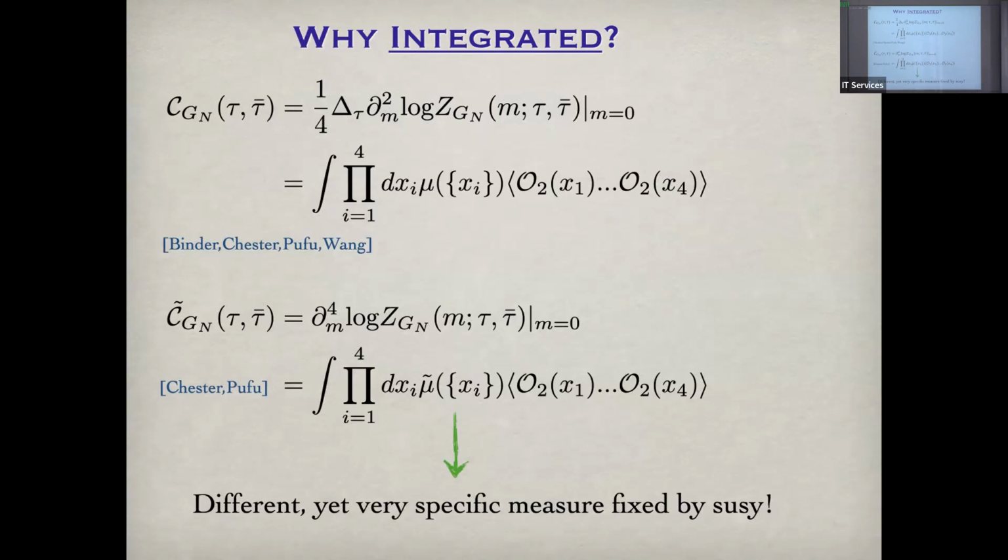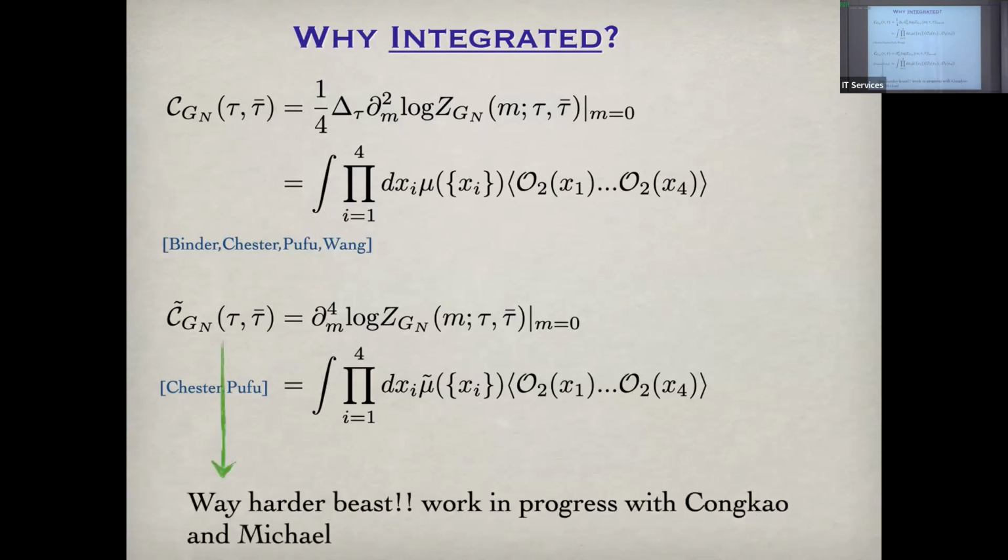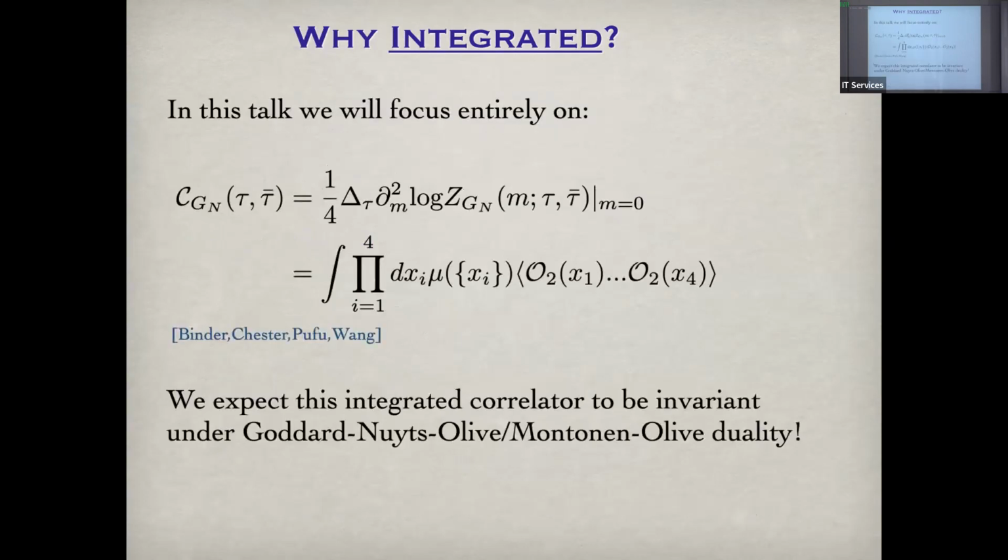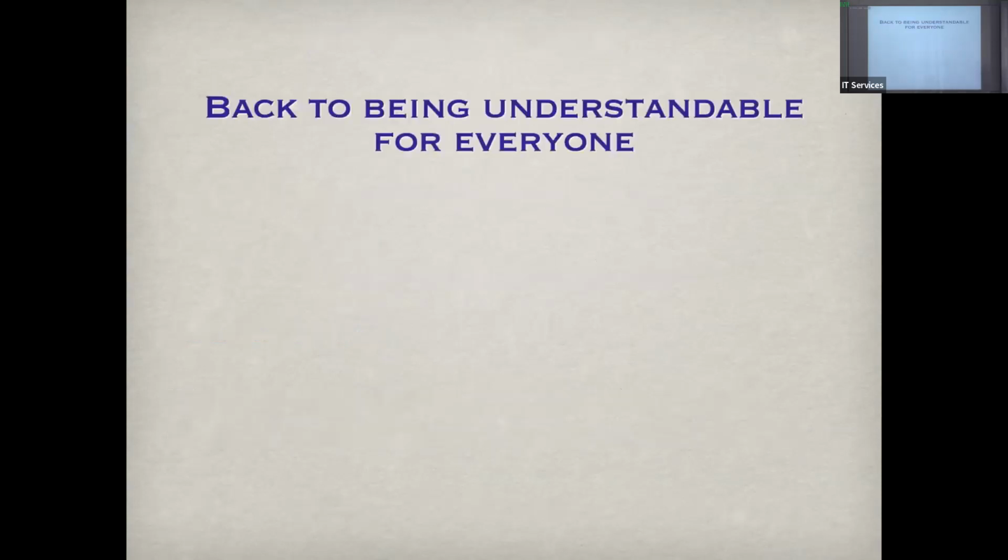Very good. So let me go back to being a little bit more understandable. So this is the quantity that we're going to be studying, and we expect these integrated correlators to be invariant under what is called Goddard-Nuyts-Olive duality. So I'm going to review what it is. For the maths audience, roughly speaking, it's going to be SL(2), but a little bit more specified. Very good. Wishful thinking.